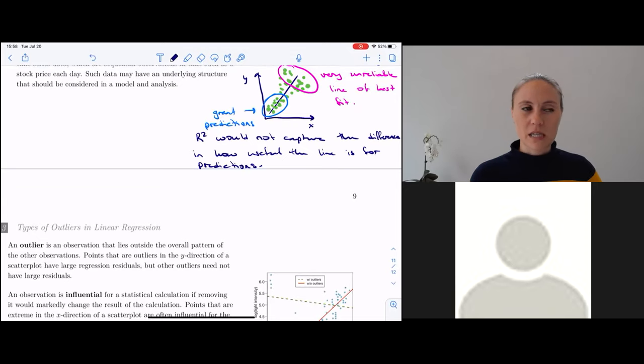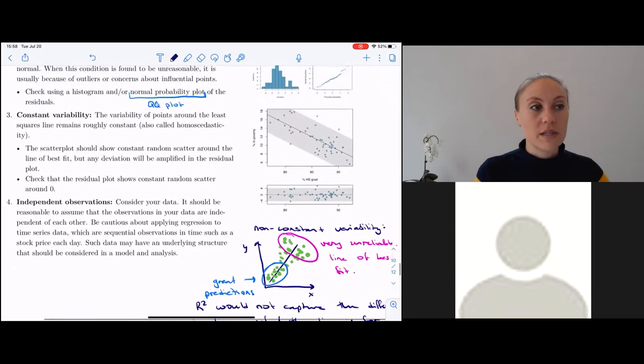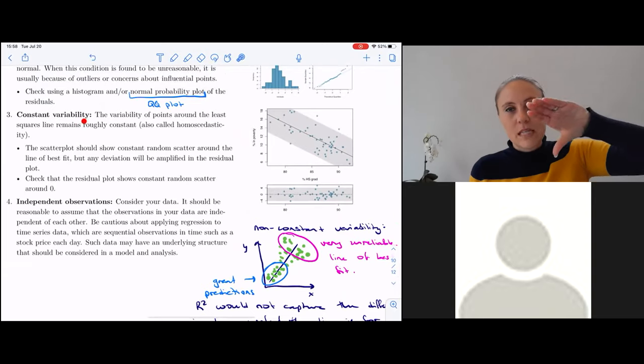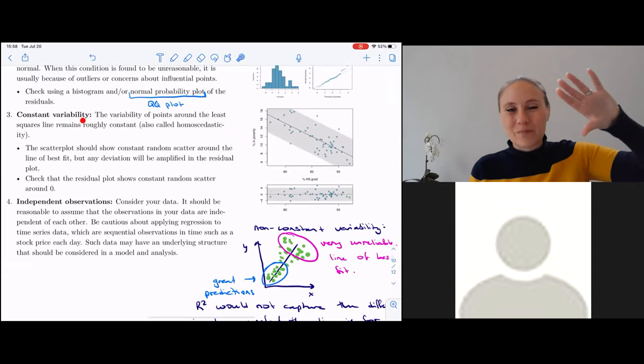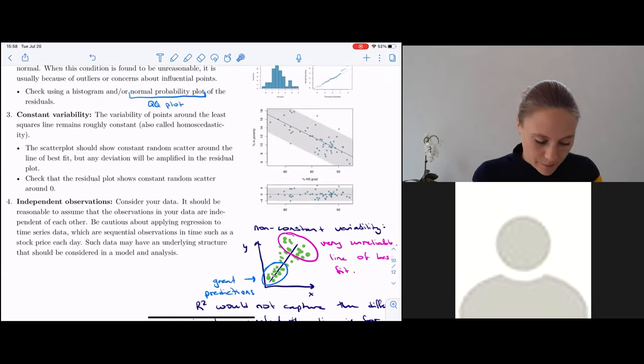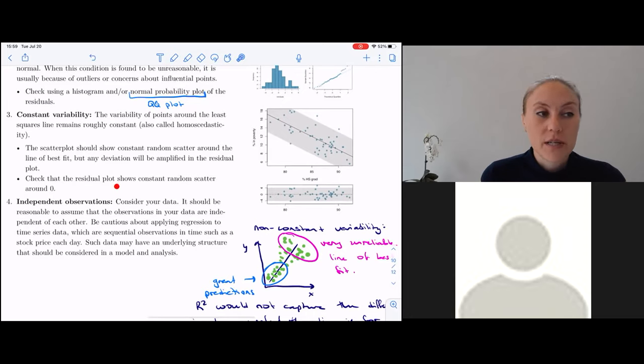Right, so that's something to keep in mind. We want constant variability, right? We want that constant spread and an even distribution around the line, both on the lower end and on the upper end. Okay, and again, we can use the residual plot to check that.